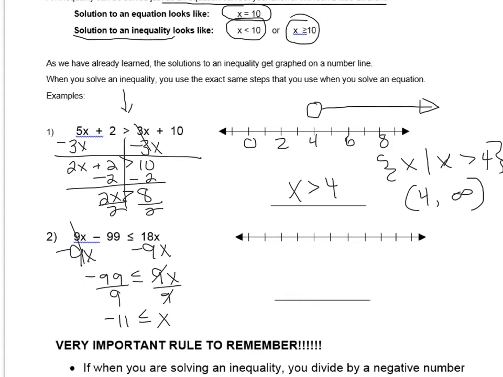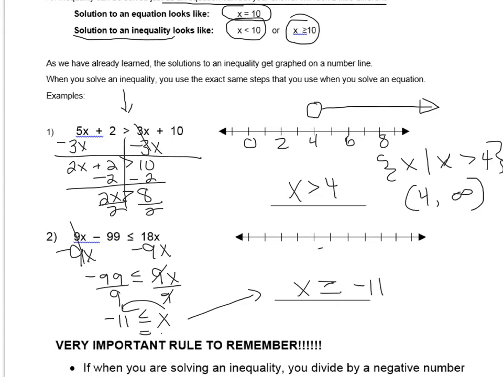Now I typically tell kids to always start their inequality solution statements with the variable, not with the number. So I'm actually going to turn this around when I write it on the answer blank. If I read it backwards, it says x is greater than or equal to negative 11. So I just kind of took this and flipped it around.